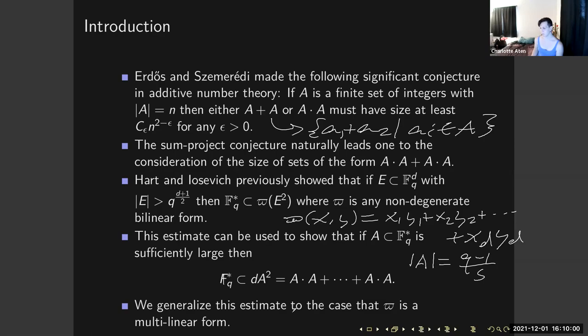And so we're going to generalize this estimate to the case that pi is actually a multilinear form. We'll see examples of multilinear forms in a minute, but they'll look like things like the dot product, where instead of having terms like x1 y1, we'll have terms like x1 y1 z1, but otherwise it's quite similar. All right, so that's the basic motivation or introduction.